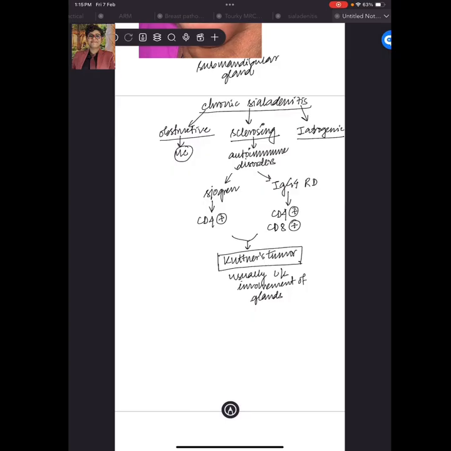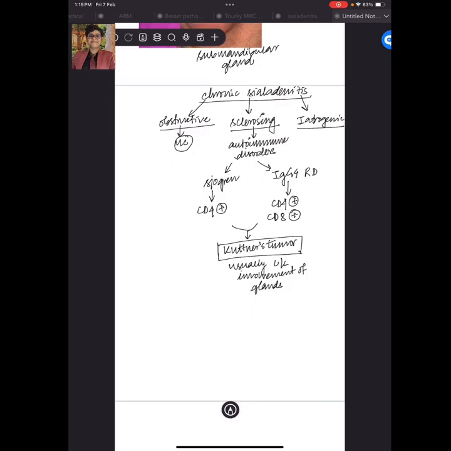Now there is another special type, that is eosinophilic sialadenitis. As we can guess from the name, eosinophils are always associated with allergic reactions, so this is obviously associated with allergic reactions. And as in any kind of allergy, there will be an increased amount of IgE.